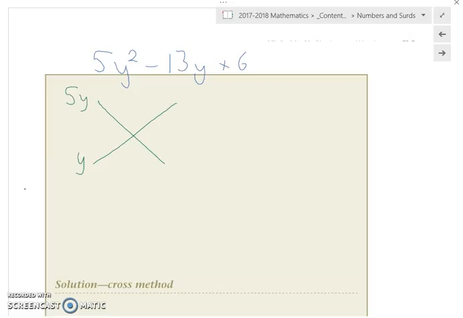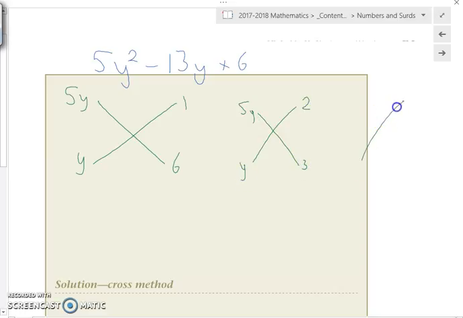So let's start with 1 and 6, right? What's my next one?